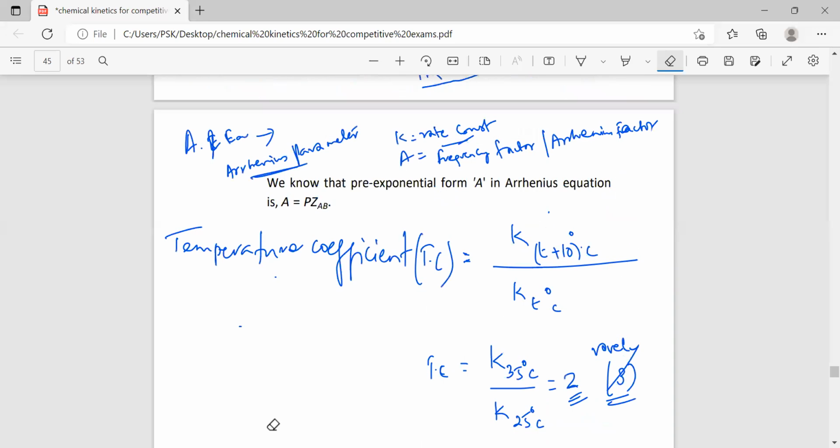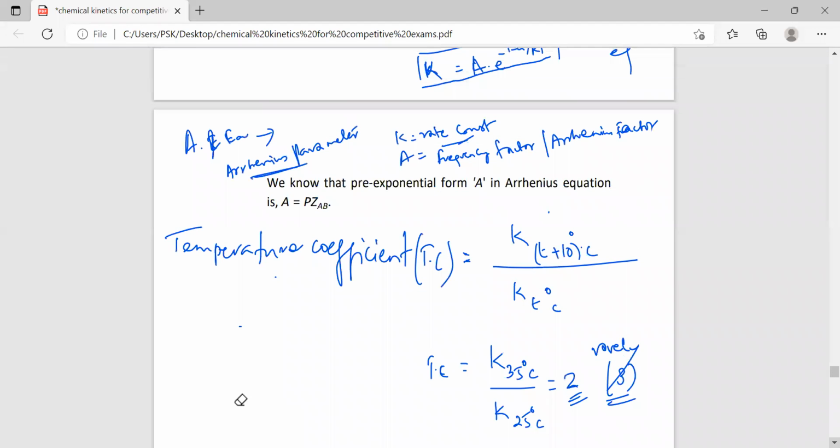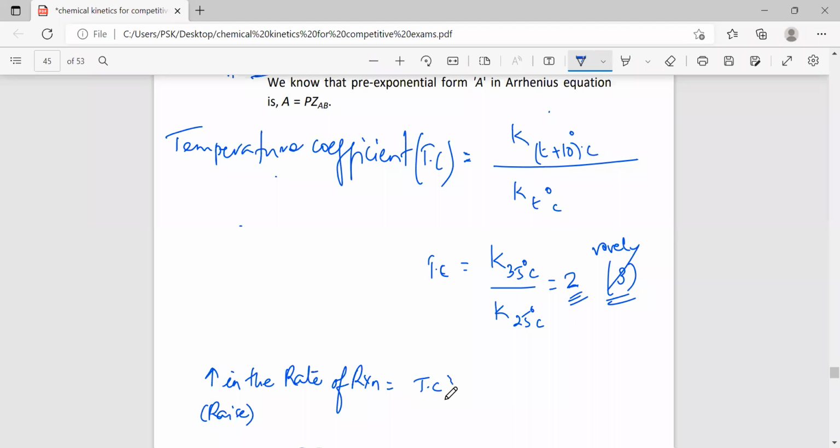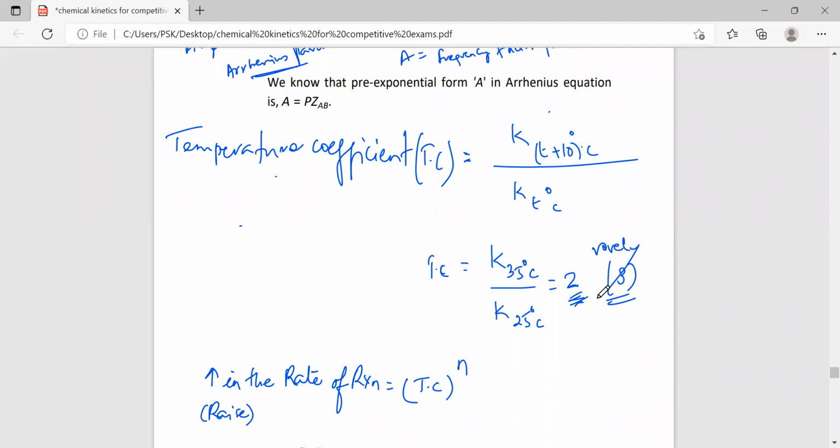Now, how do you find the rise in the rate using temperature? Increase in the rate, or raise in the rate of the reaction, how do you find it? We find it by the factor temperature coefficient to the power n. Temperature coefficient for most reactions is 2, and for very few reactions, it can be 3. If it is not mentioned in the question, it is taken as 2. If they are mentioning it, it has to be taken as 3.